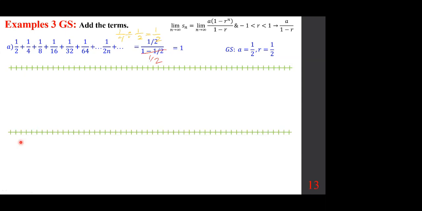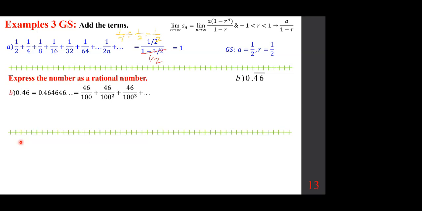Here's another example. Express this as a rational number, 0.46 bar. I hope you know that 0.46 bar means 0.46, keep on going, 46, 46, 46. And there are two ways to write this. You can write it using fractions. The first two would be 46 over 100. The second set, 46, would be 46 over what? 10,000 or 100 squared, and so on and so forth.